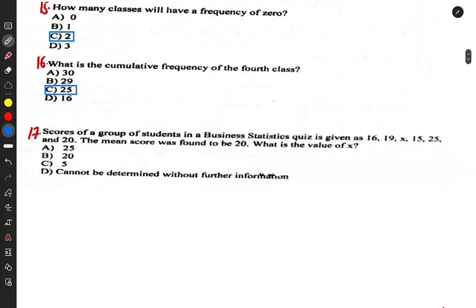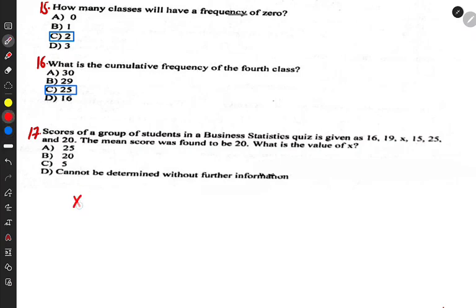Question 17. Scores of a group of students in a business statistics quiz is given as 16, 19, X, 15, 25, and 20. The mean score was found to be 20. What is the value of X? So we have an unknown value for the score, so we need to find that value. But we were given the mean of these scores. So let's see how we go. That means we can apply the mean approach.